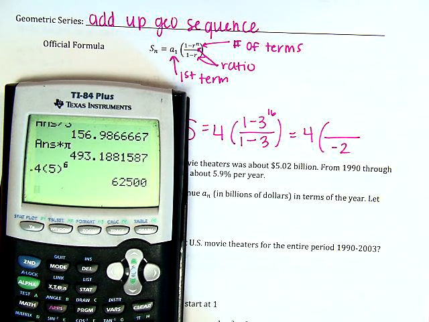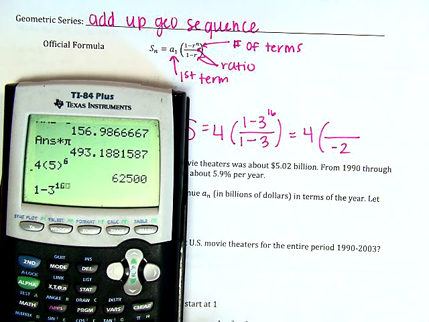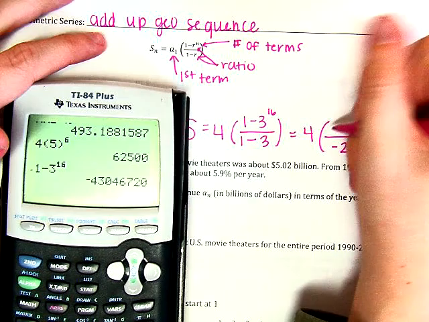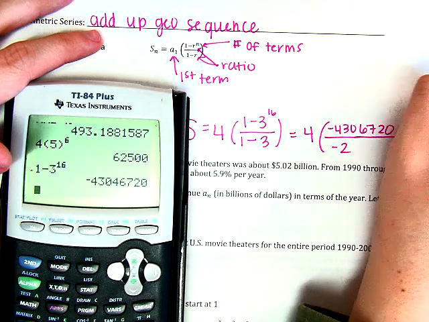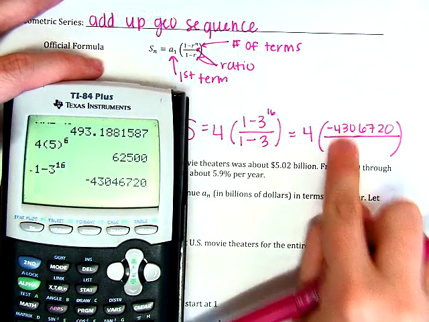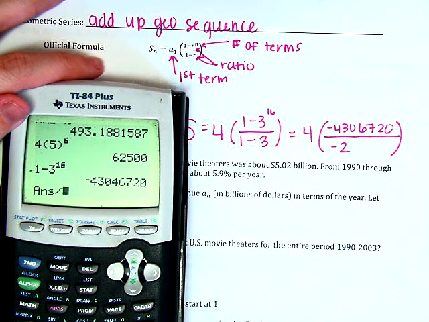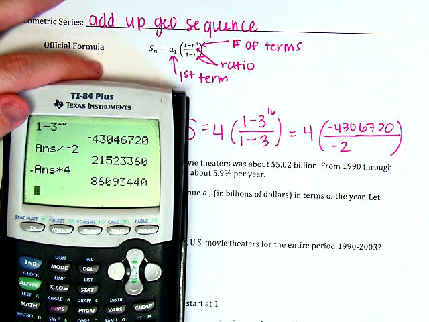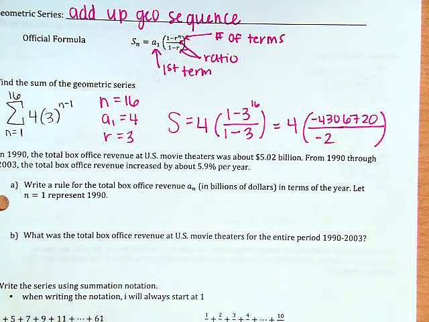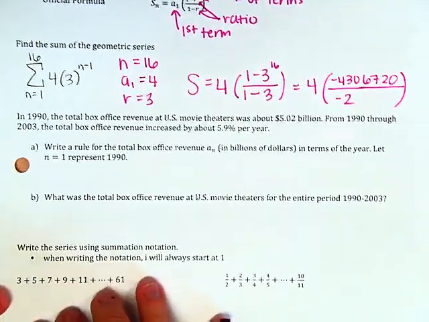I would plug this straight into my calculator. 1 minus 3 to the power of 16. That whole top. And I get negative 4,306,720. Now I can do that divided by negative 2. Oops, negative 2. Times it by 4. And get my answer. Yeah, that's a lot. Okay.